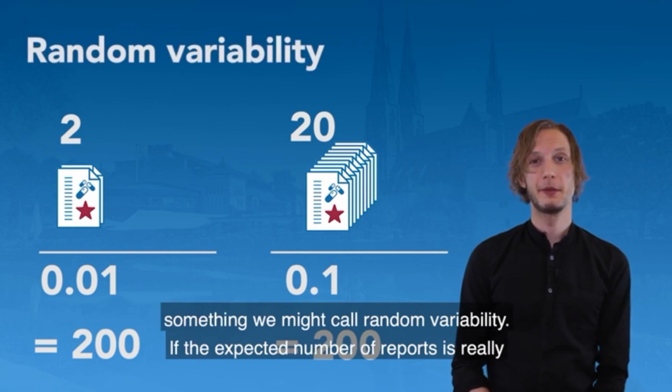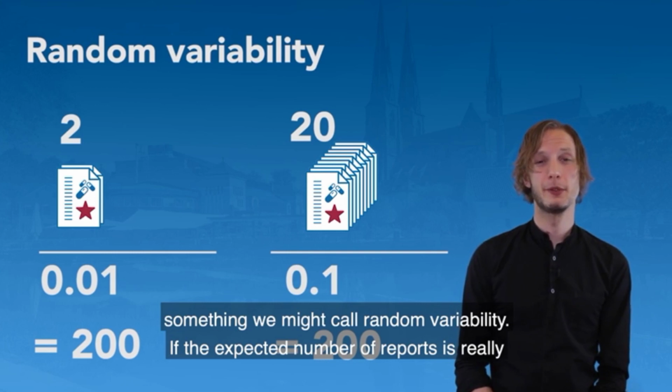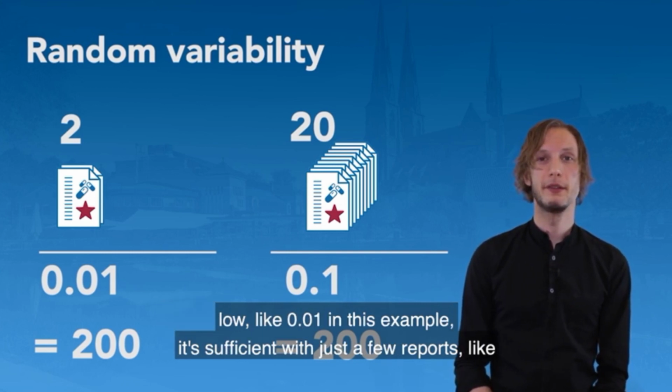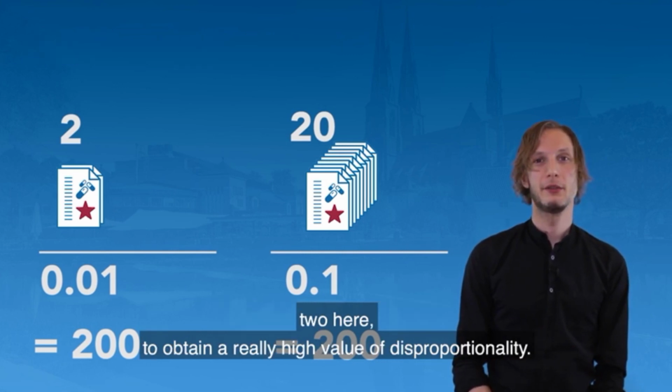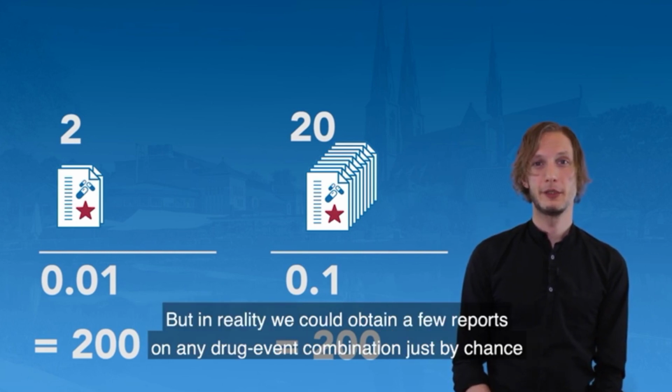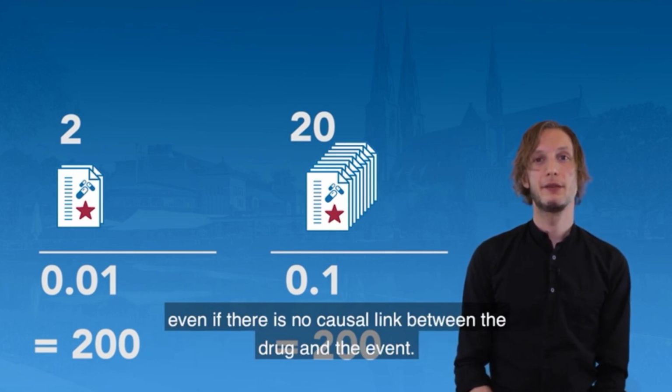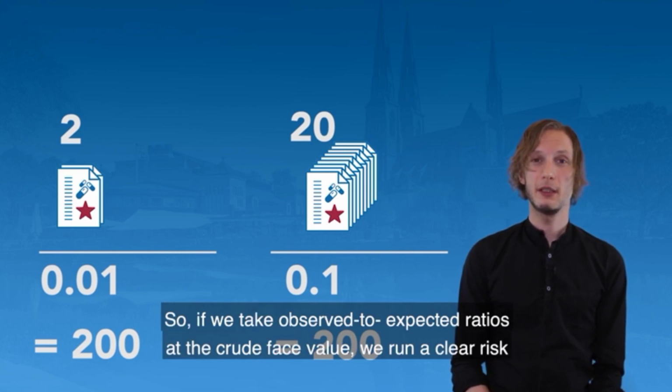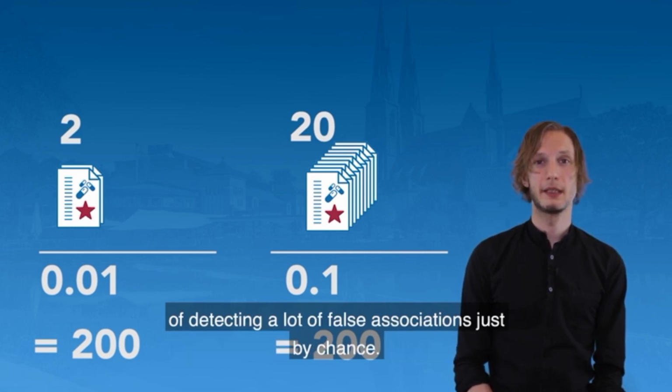This problem is due to something we might call random variability. If the expected number of reports is really low, like 0.01 in this example, it's sufficient with just a few reports, like 2 here, to obtain a really high value of disproportionality. But in reality, we could obtain a few reports on any drug event combination, just by chance, even if there is no causal link between the drug and the event. So if we take observed to expected ratios at their crude face value, we run a clear risk of detecting a lot of false associations just by chance.